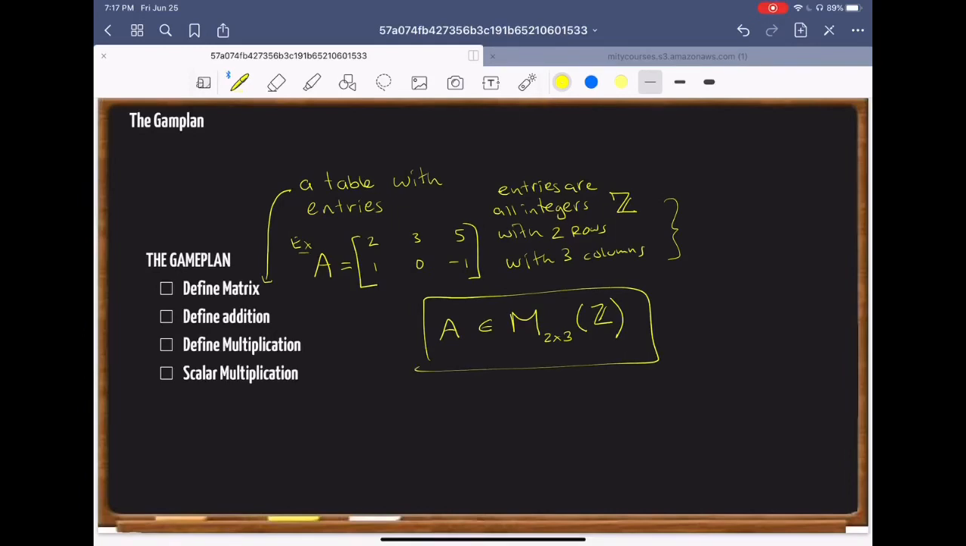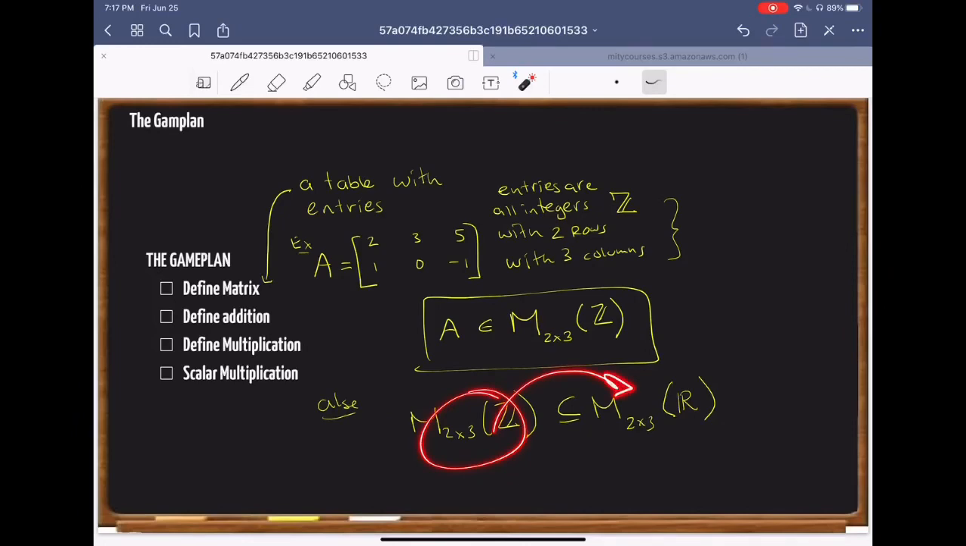This A is a member of the family of matrices that are 2 by 3 that have integer entries. Also, you could get a little bit fancier and say the collection of all 2 by 3 matrices that have integer coefficients is really just a subset of the collection of all 2 by 3 matrices that have real number entries. Why? Because anything that is an integer is also a real number. So all of this would be contained in that bucket. This is a much, much larger bucket.